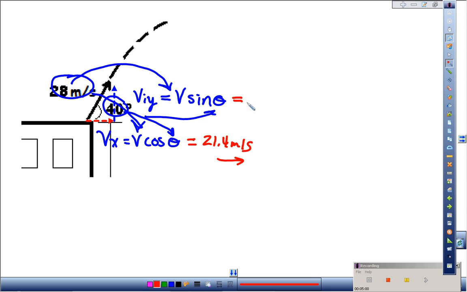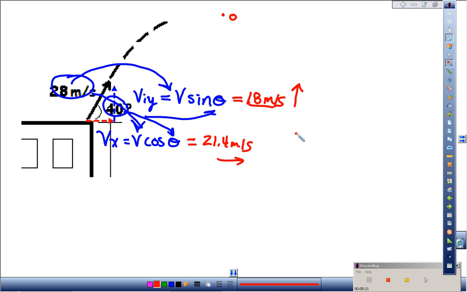And for your vertical component, you should find that its value, if you round up, is pretty close to 18 meters per second, and that it's in the vertical direction. This will start out at 18 meters per second, and at the apex, it will reach 0, and then it will get faster and faster.